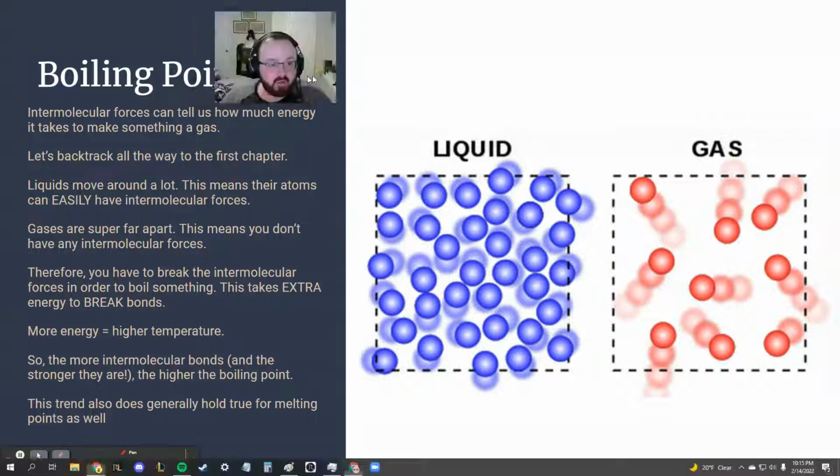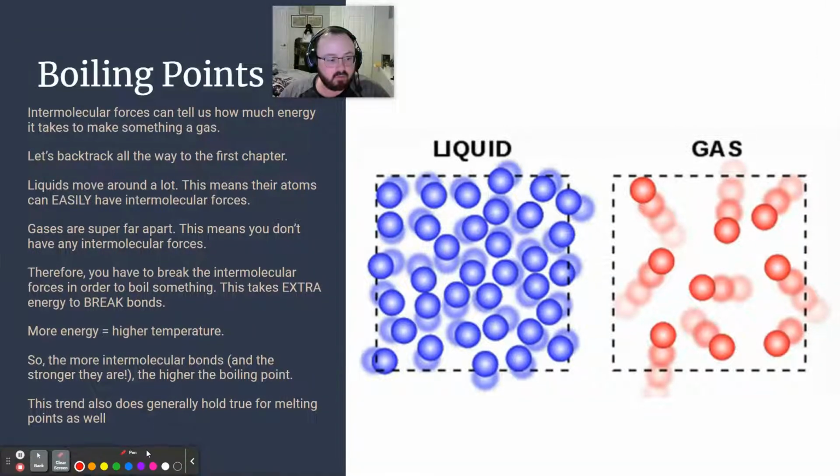Okay, so boiling points. Intermolecular forces can tell us how much energy it takes to make something a gas. The reason is, if you have intermolecular forces between atoms in a liquid, you have to spend extra energy to break those bonds. So it takes energy to break a bond, and to break up these temporary smaller bonds takes extra energy.